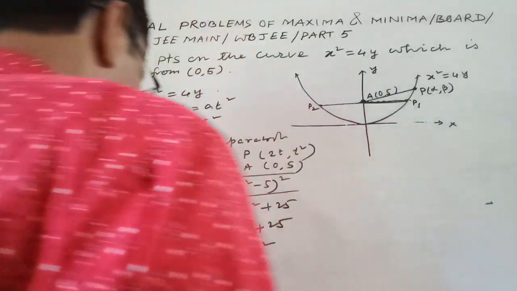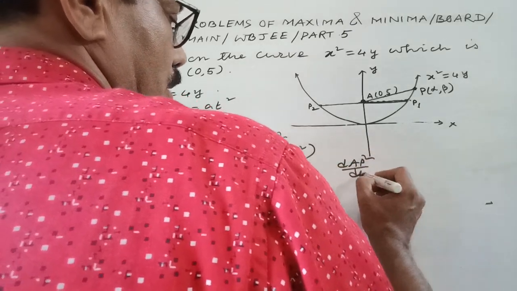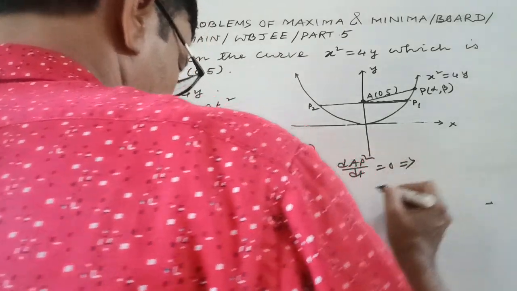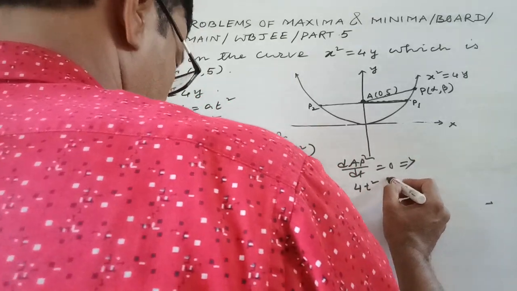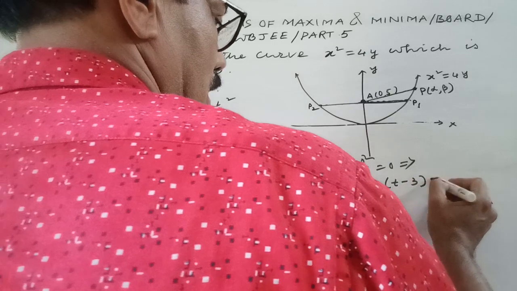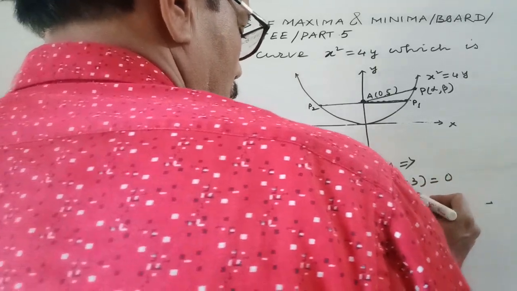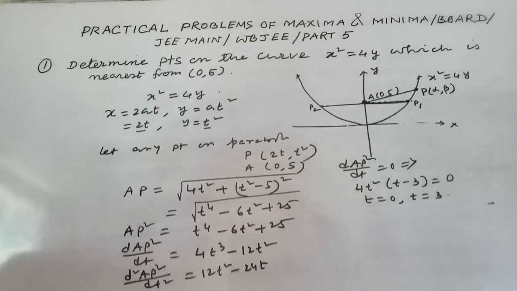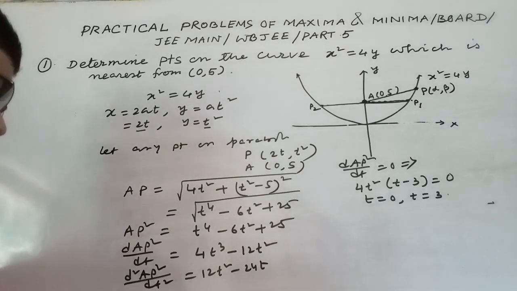Now for the minimum value, d AP square by dt equals 0, which implies 4t common, t square minus 3 equals 0. So t equals 0, t equals plus minus root 3. Now find the double derivative.